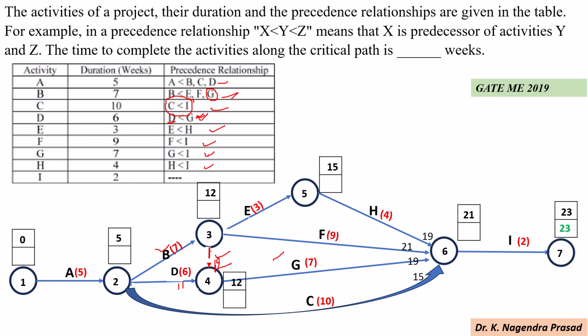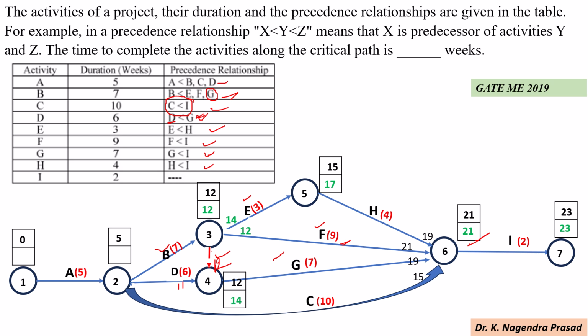Then for the activity I, 23 minus 2, it is 21. So next for the activity H, 21 minus 4, 17. So next for the activity E, 17 minus 3, 14. So next for activity F, 21 minus 9, it is 12. So here 3 is the burst event for the E and F. From the backward pass method, I have to consider the minimum time, that is 12.